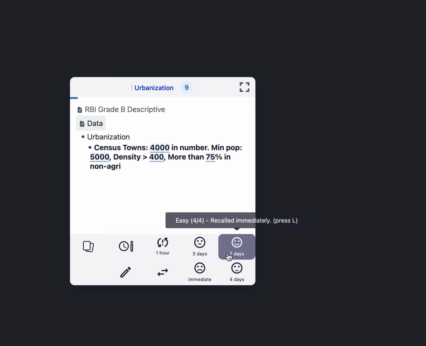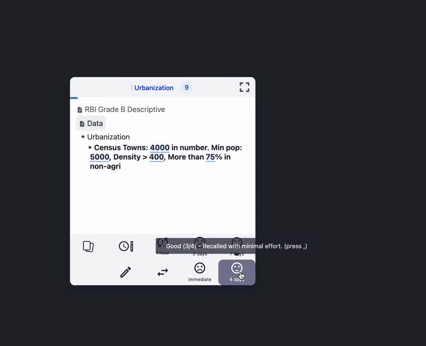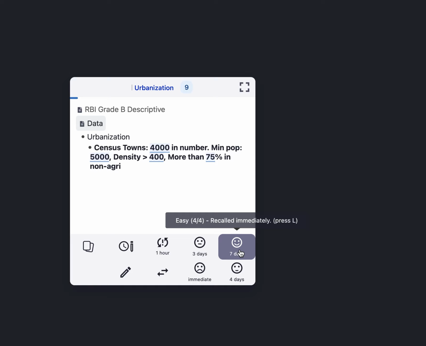Suppose I'm very good at it, then it's very easy and it will show me after 7 days. The second option is that I recalled it partially or with significant effort, so remind me to revise this after 3 days. The third is recalled with minimal effort, so it will remind me in 4 days. And suppose I am unable to recall, then it will keep showing this again and again in this same round unless and until I give the right answer. So I'll select that I am very good with it.